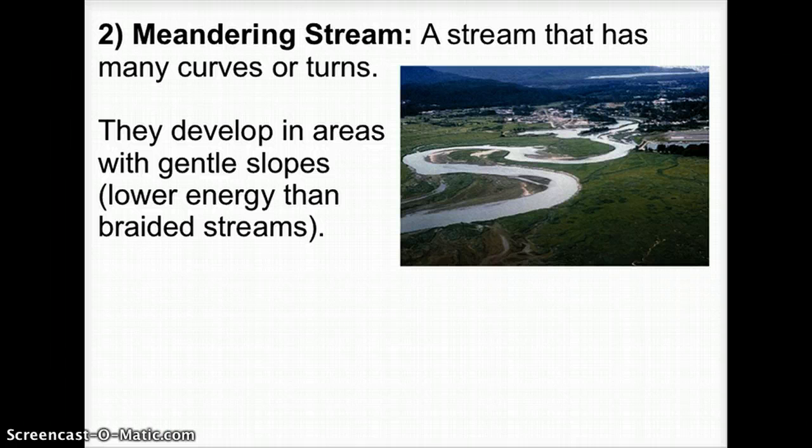A meandering stream is simply a stream that has a lot of curves, twists, or turns. We talked about earlier that erosion always happens on the outside, and because of that, deposition always happens on the inside, which causes it to be a constructive force.